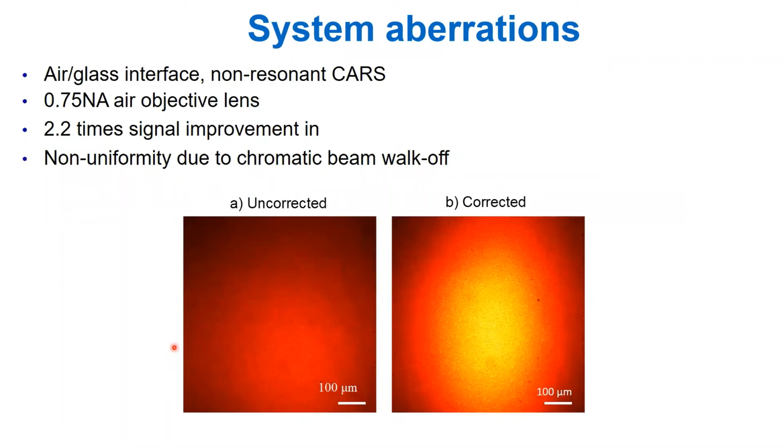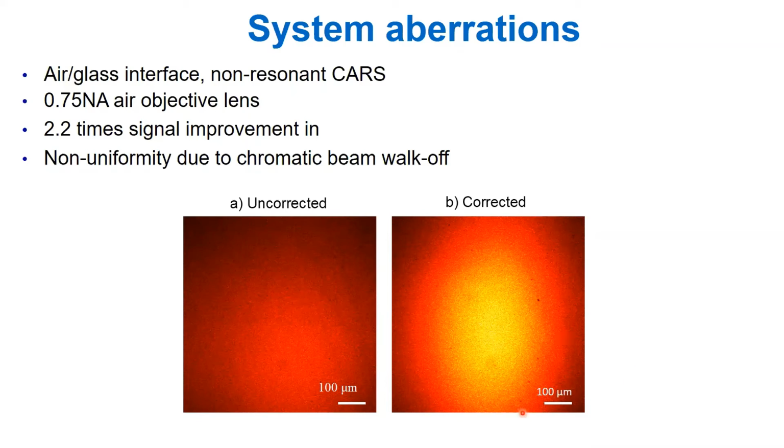So the system aberrations, for this we just put a cover slip on our microscope, and we were able to look at the non-resonant CARS signal from the air-glass interface. And you can see our uncorrected image here on the left and our corrected image on the right, and this equated to about a 2.2 times improvement in intensity.